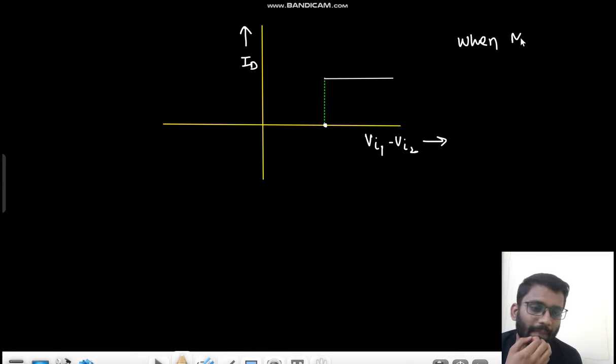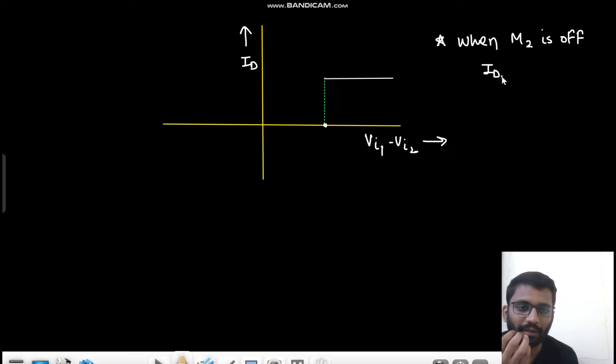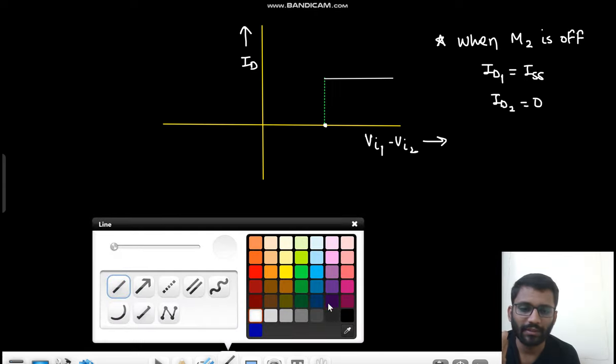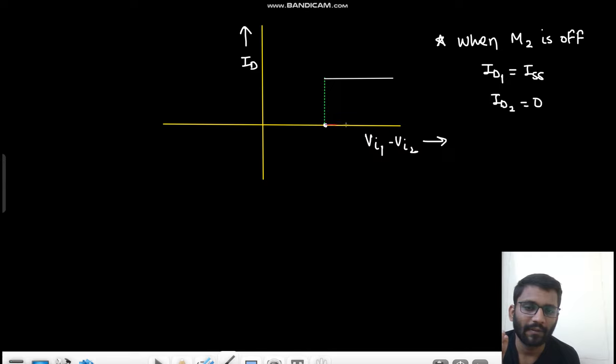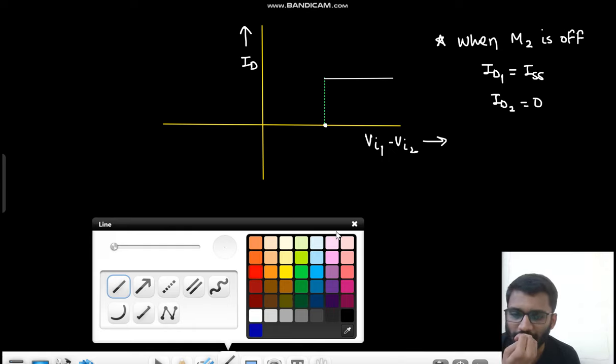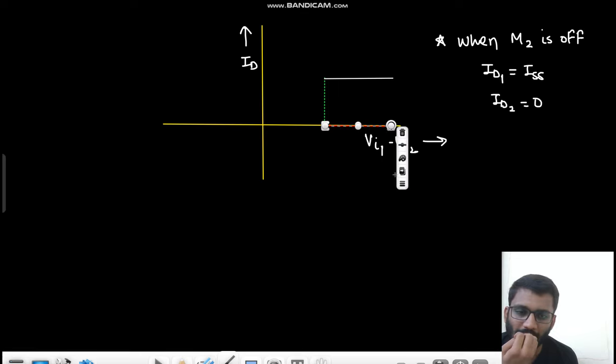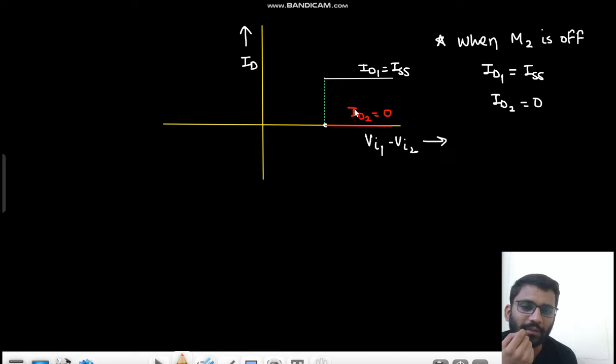When M2 is off, ID1 is equal to ISS and ID2 is 0. So at this point, we will have two curves. This is ID1, which is equal to ISS, and this is ID2, which is equal to 0.